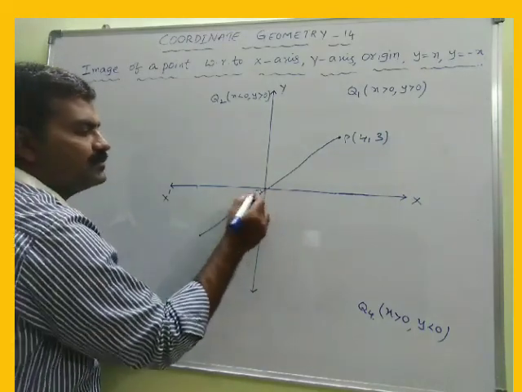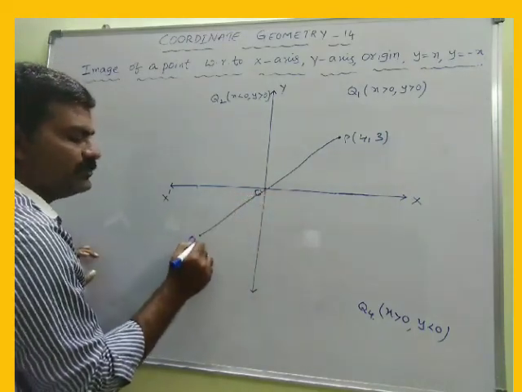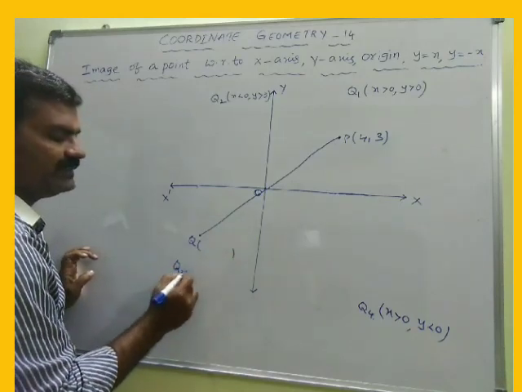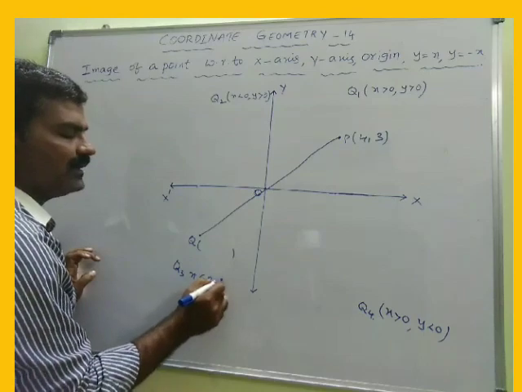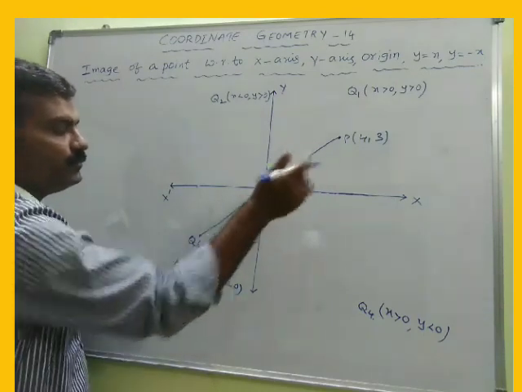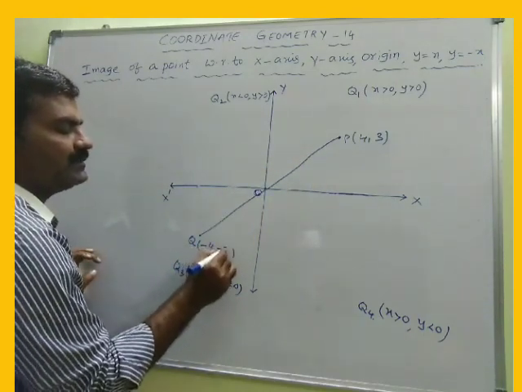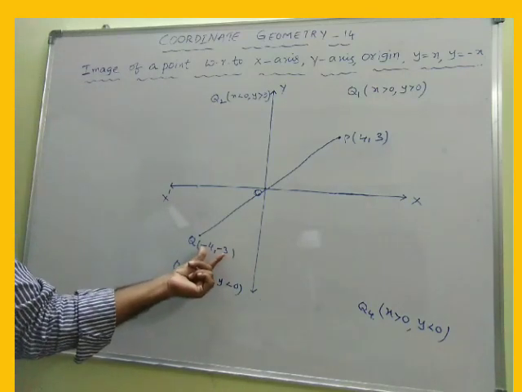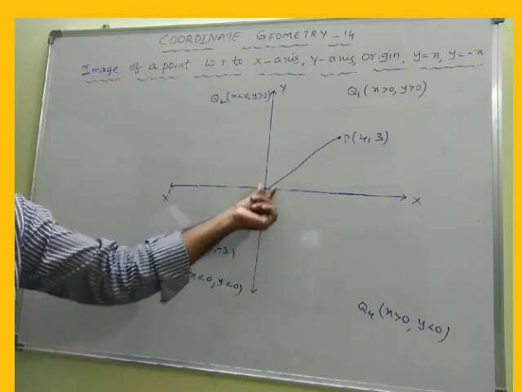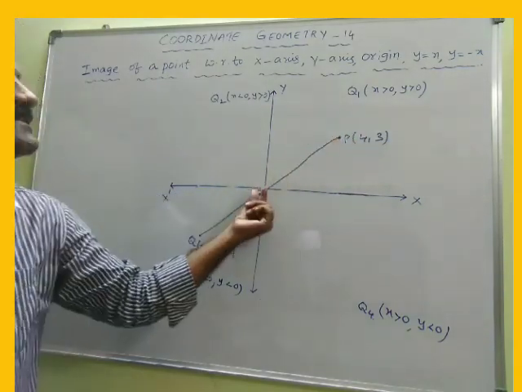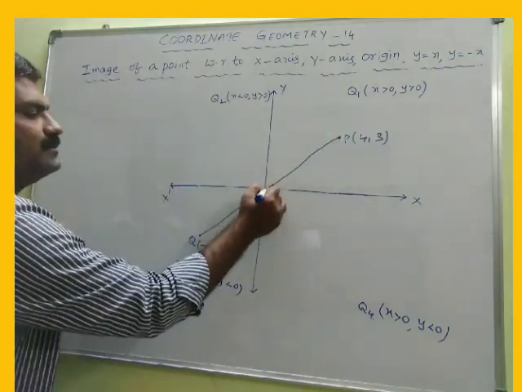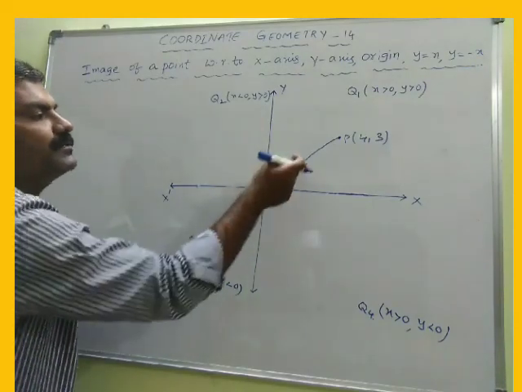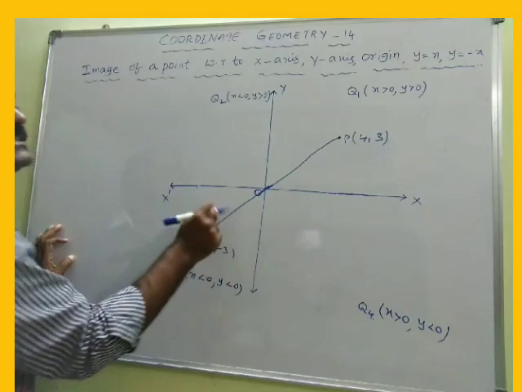Understand? So say the image is Q, and as per the rules for quadrant 3, x is negative and y is also negative. Hence (4, 3) becomes minus 4, minus 3. So (minus 4, minus 3) is the image of P (4, 3) with respect to the origin. Exactly, it should pass through the origin. Similarly, Q is the image of P with respect to the origin here.